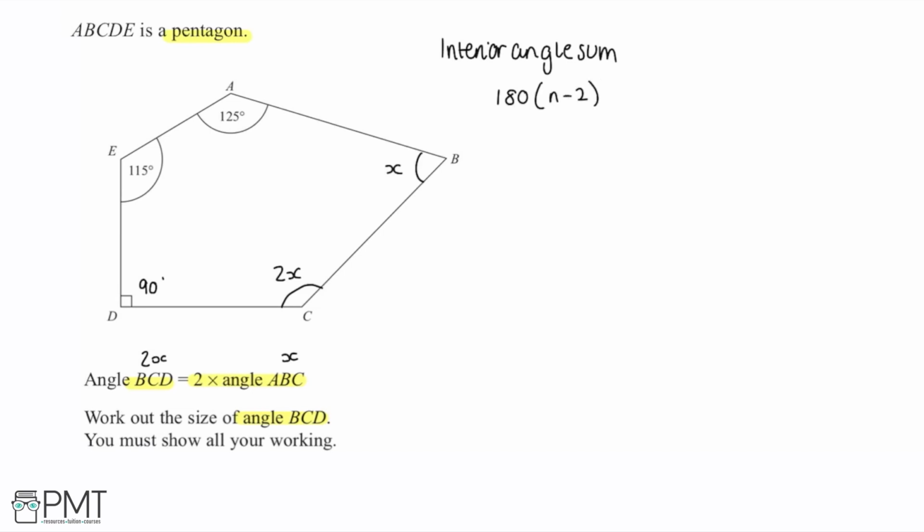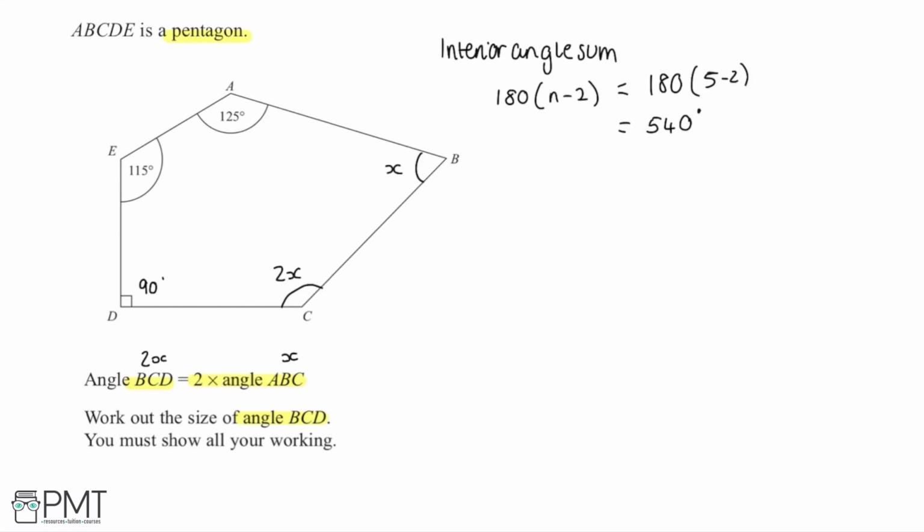That gives me the sum of the interior angles, where n is the number of sides of the shape. So we have 180 lots of n minus 2, and this is a pentagon, so it has 5 sides, minus 2. So 180 times 3 gives me 540 degrees for the sum of the interior angles. And then I can simply write this up into some kind of equation.